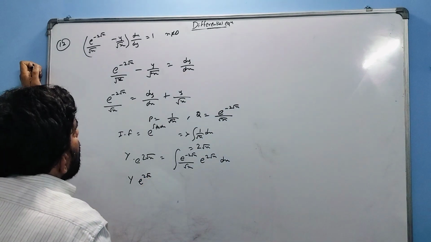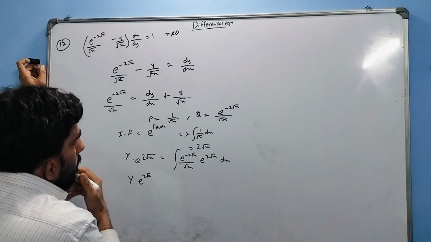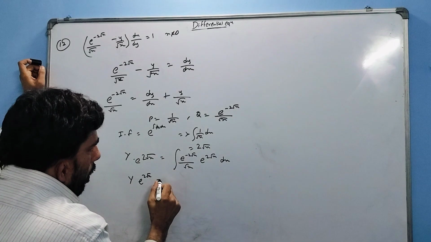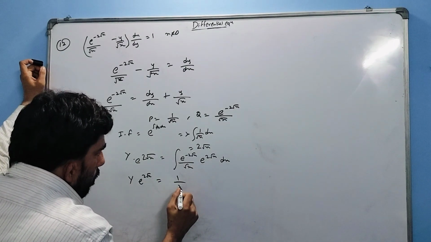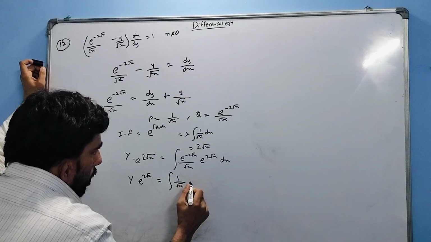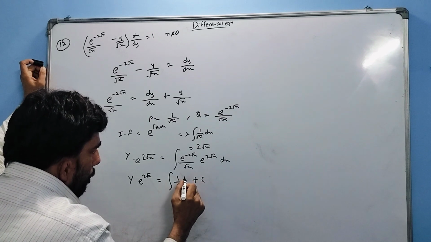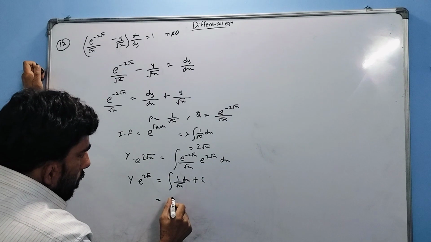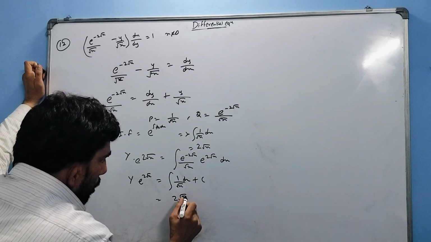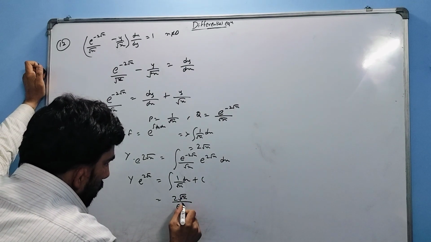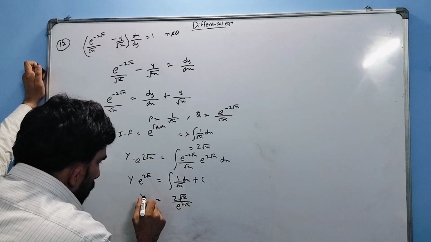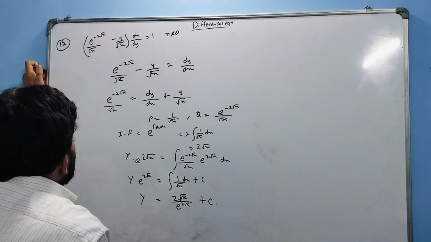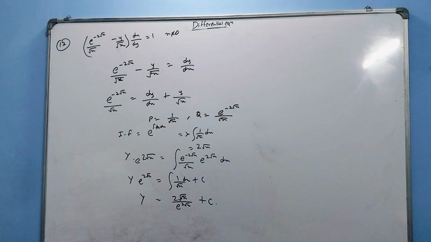Okay, it will be 1 upon root x dx, so plus c. So now if I integrate, what do I get? Minus half plus 1, so root x, 2 root x upon e raised to the power 2 root x plus c. So finally, we are able to solve that differential equation. Okay.